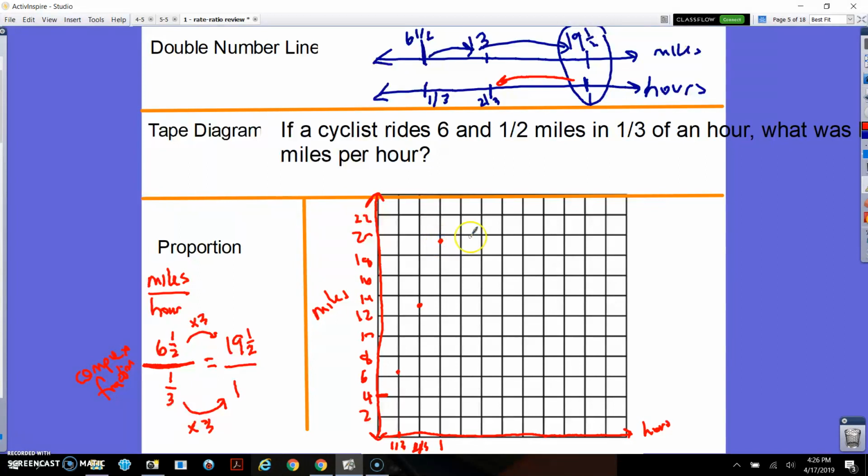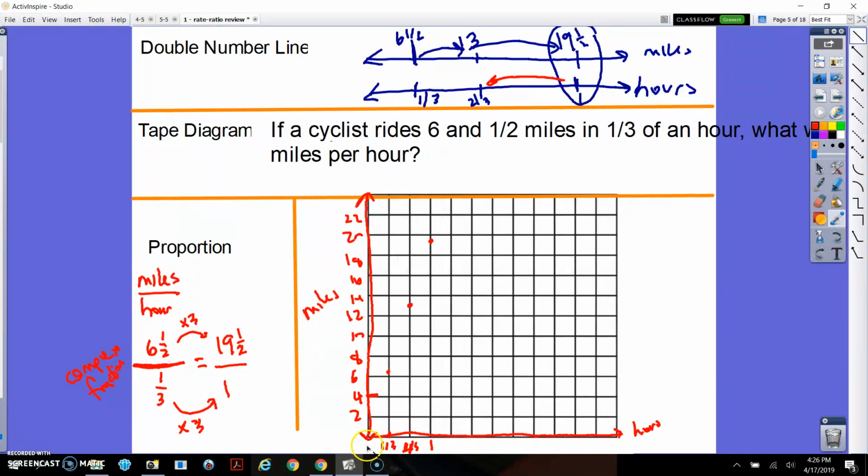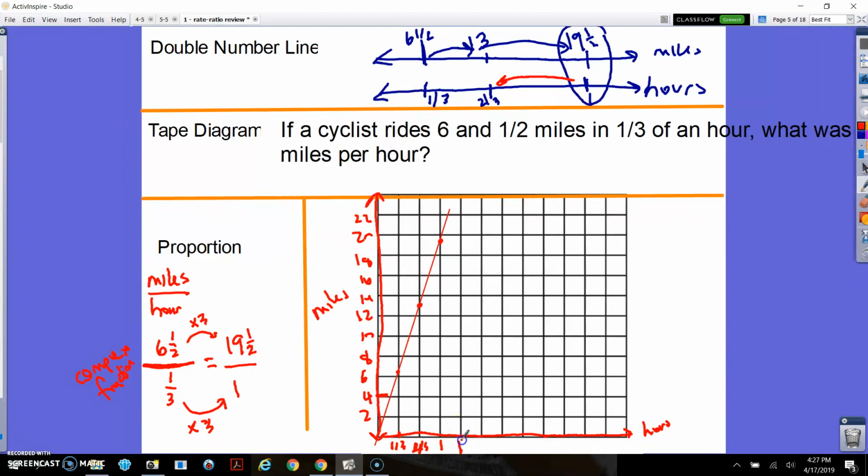And if you do this just right, and it's hard to do that, especially if you don't have graph paper in your notebook here at home, you should end up with a line that goes through 0, 0, and through here. And so if I had more space, I could keep going and say, all right, how far does she go in 1 1/3 hours? And it would be up here somewhere. And I can also tell how far does she go in 0 hours. She goes 0 miles, which makes sense.